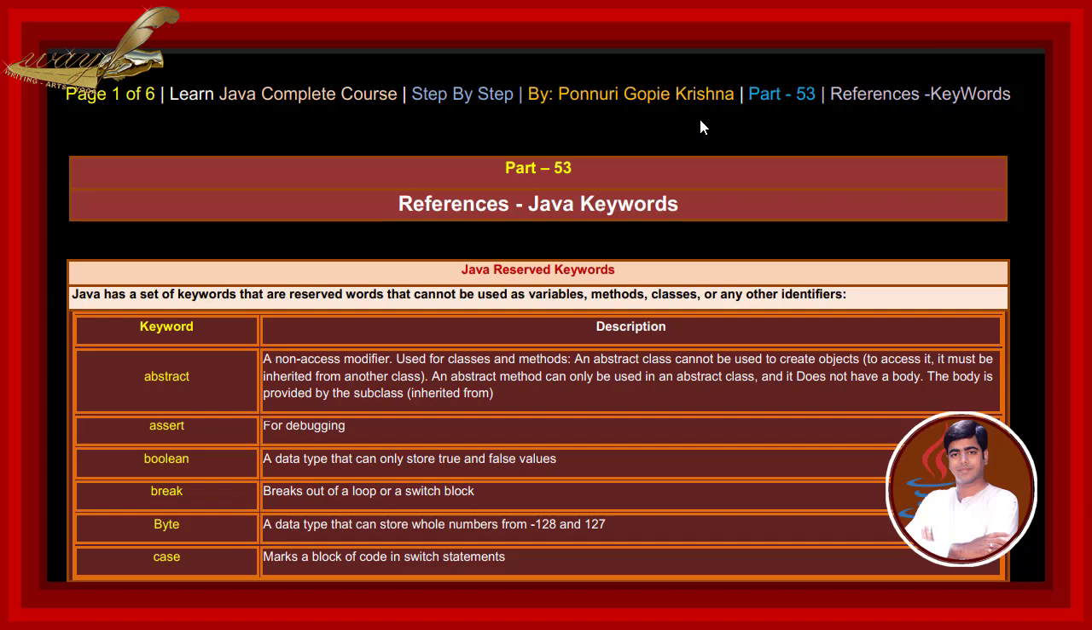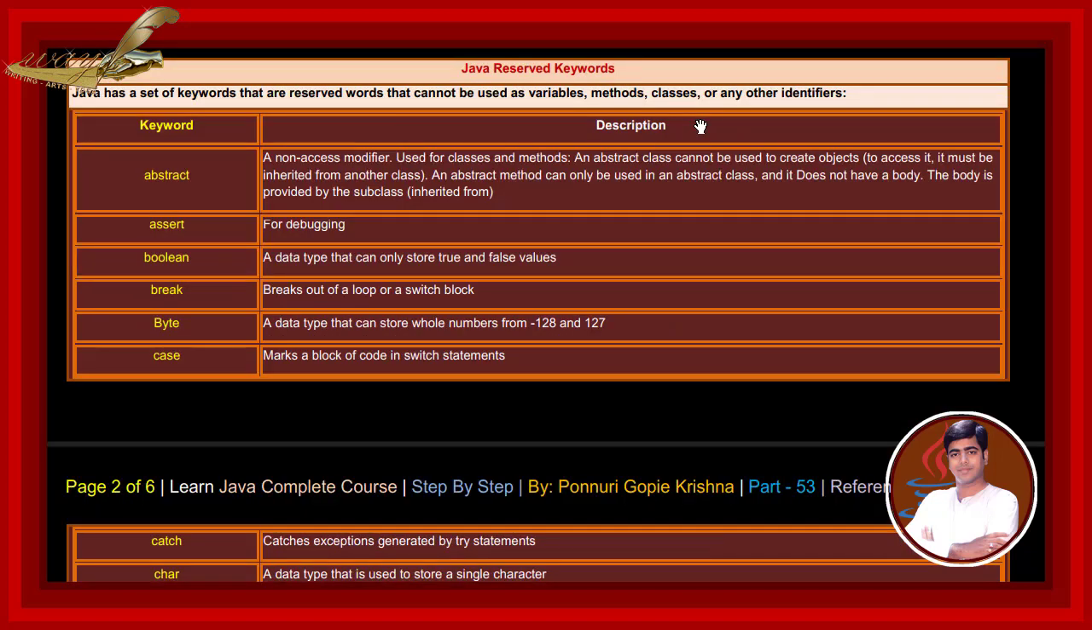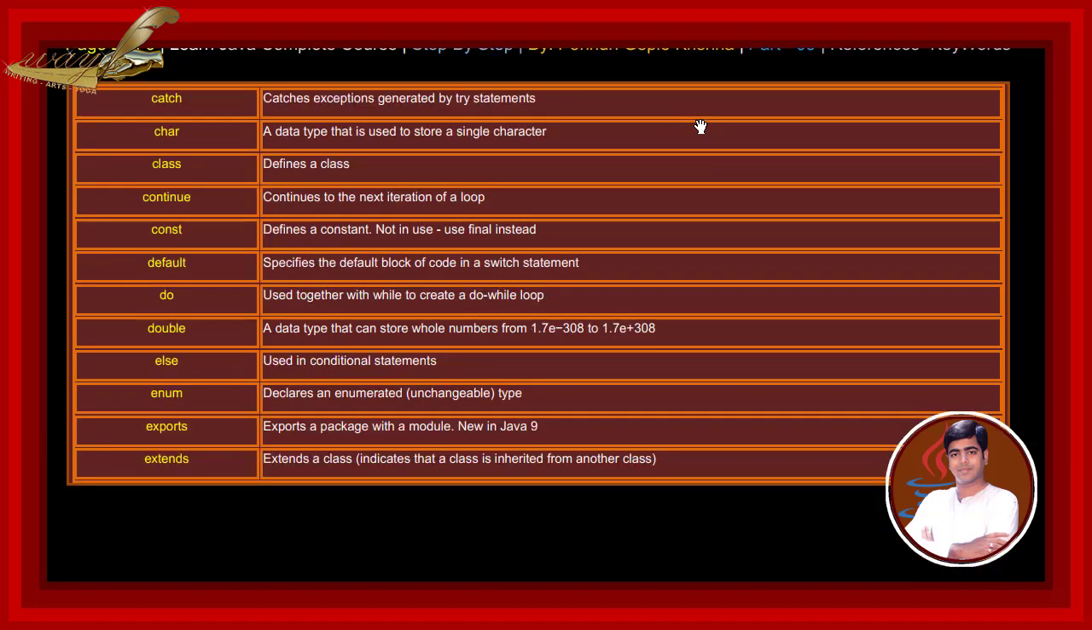Assert keyword, for debugging. Boolean keyword, a data type that can only store true and false values. Break keyword, breaks out of a loop or a switch block. Byte keyword, a data type that can store whole numbers from -128 to 127. Case keyword, marks a block of code in switch statements. Catch keyword, catches exceptions generated by try statements.